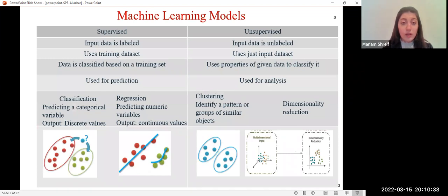So comparing supervised learning with unsupervised learning, in supervised models, the input data is labeled. We are using a training data set, and the data is being classified based on a training set. On the other hand, for unsupervised learning, the input data is unlabeled. We're using just an input data set, and the unsupervised algorithms use properties of the given data in order to classify it.